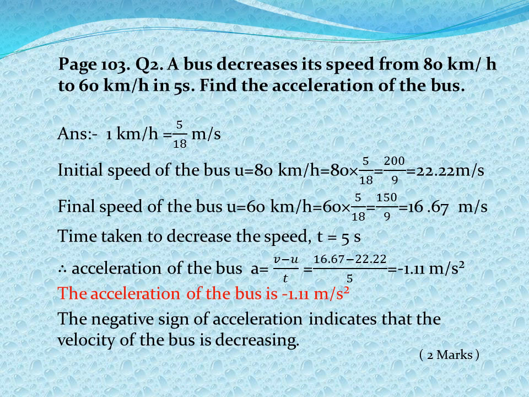Acceleration of the bus a equals (v minus u) by t equals (16.67 minus 22.22) divided by 5 equals minus 1.11 meter per second squared. The acceleration of the bus is minus 1.11 meter per second squared. The negative sign of acceleration indicates that the velocity of the bus is decreasing.